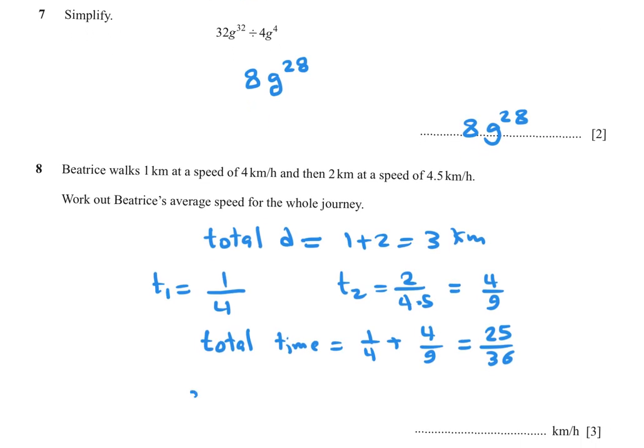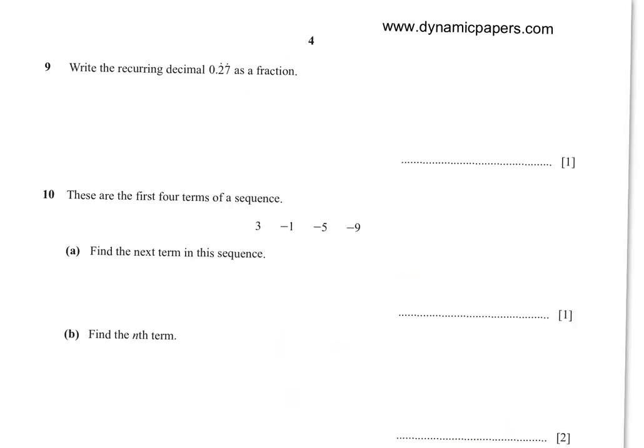To find the average speed, you need to divide the total distance by the total time, equals 4.32 kilometers per hour. Number 9, write the recurring decimal 0.27 as a fraction.